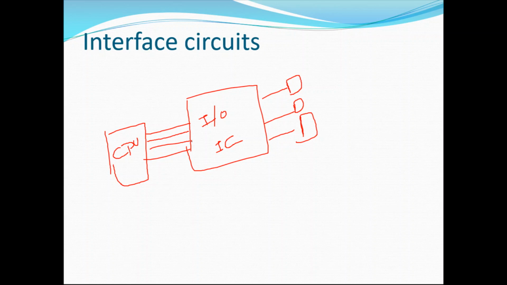Fine. Now, what we are going to discuss in this lecture: the end through which the IO devices are connected to the IO interface circuit is called a port. Each of these ends is called a port. Now this port can be of two types. One is called a serial port. The other one is called a parallel port.